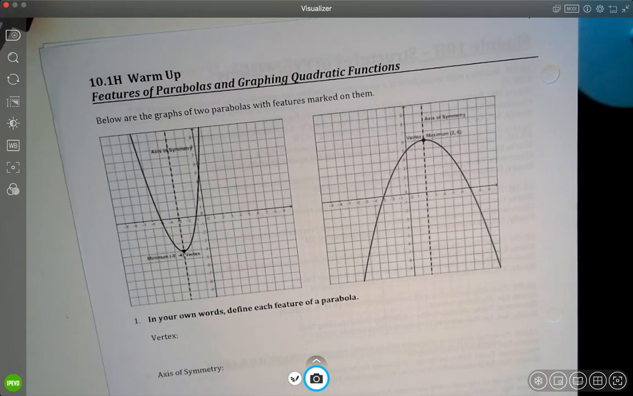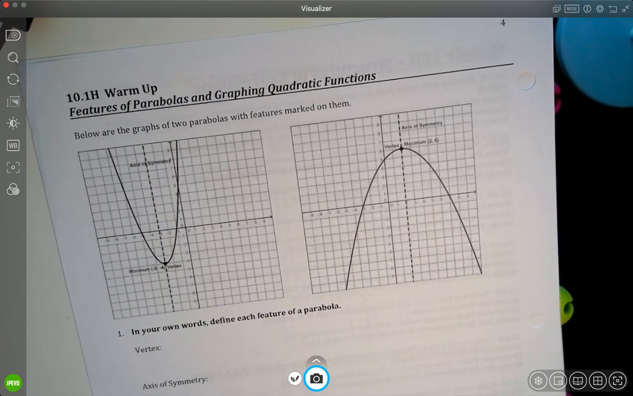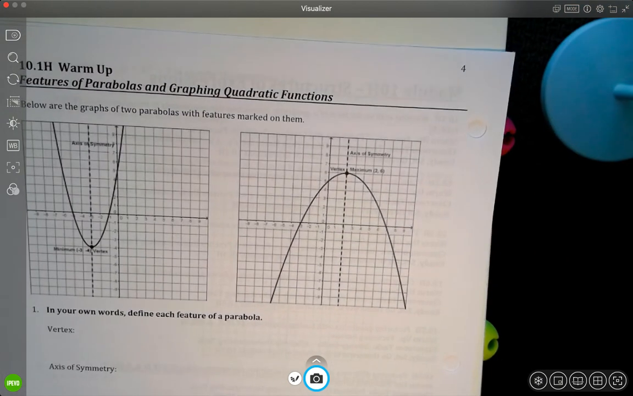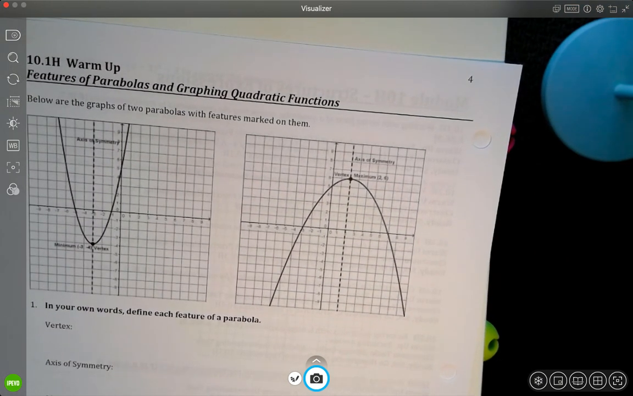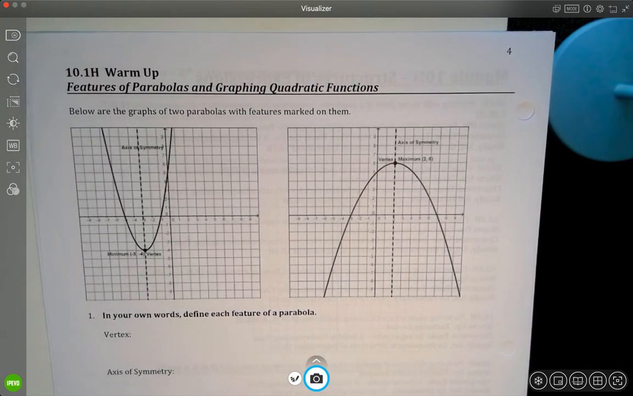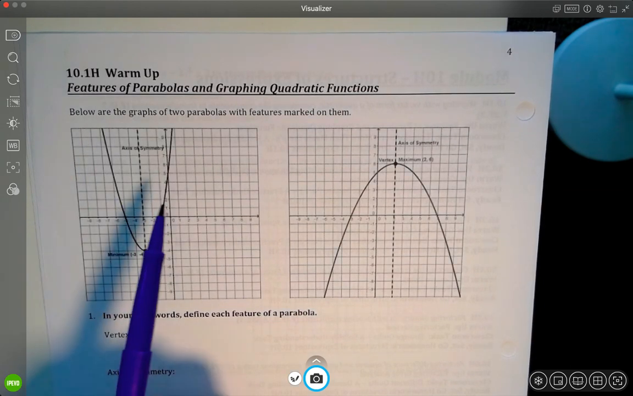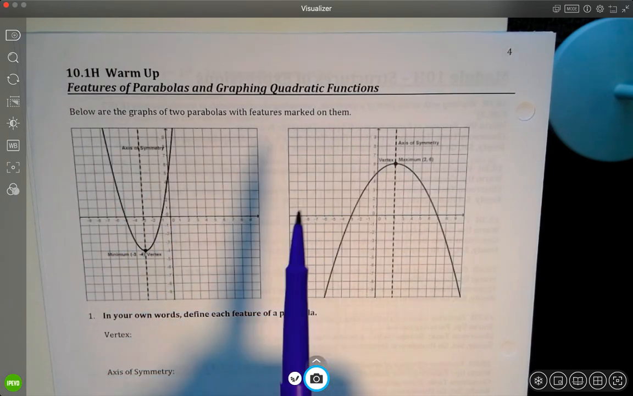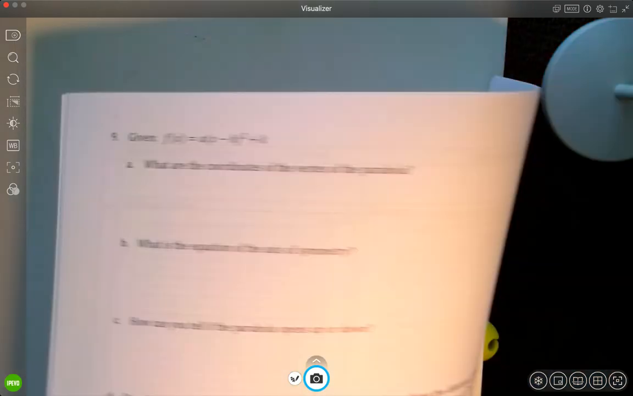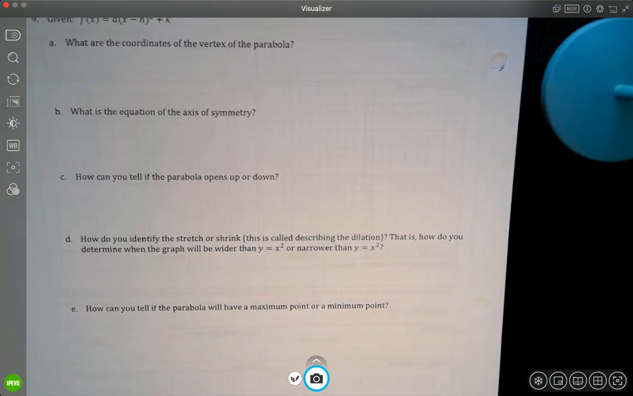Okay, today we're going to go over this for Math 1, 10.1 task and warm-up. And the topic is graphing quadratics and using vertex form of a quadratic equation. So actually, this is the beginning of the task, but I'm going to start on the back page so that we can understand vertex form a little bit better.